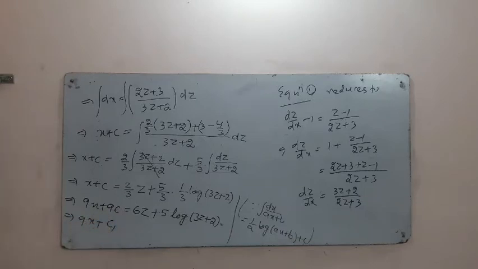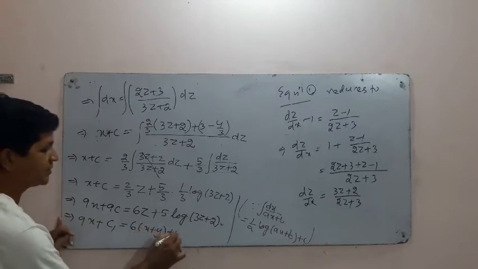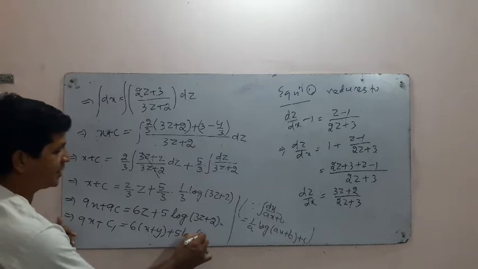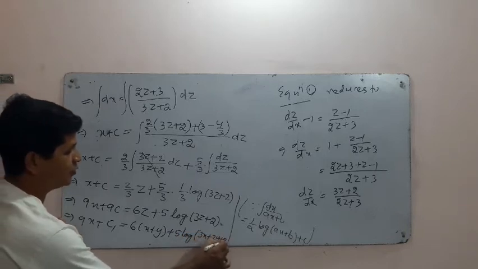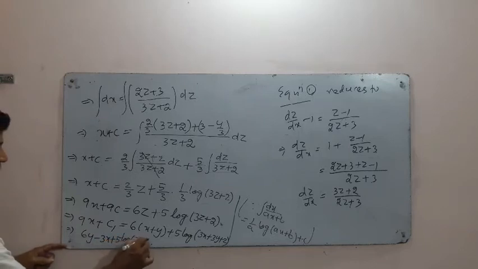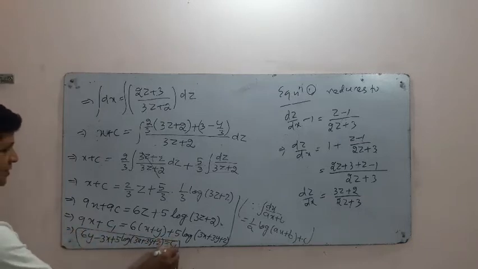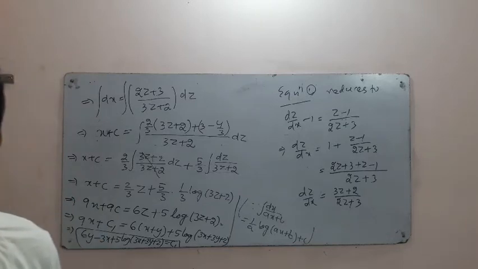another constant, take it as c1, is equal to 6 into x plus y plus 5 into log of 3x plus 3y plus 2. And 6x minus 9x, this implies 6y minus 3x plus 5 into log of 3x plus 3y plus 2 is equal to C1. This is the general form of the solution of the differential equation for case 1.